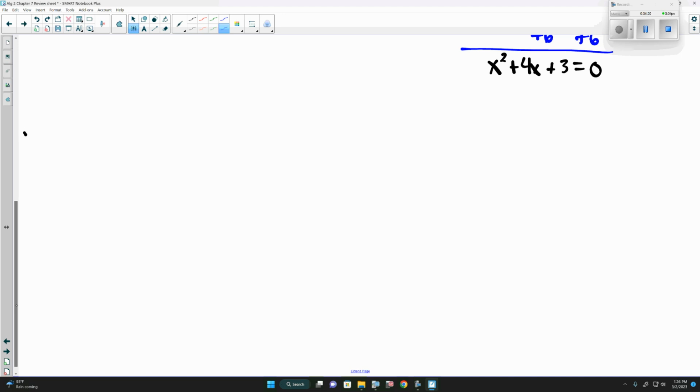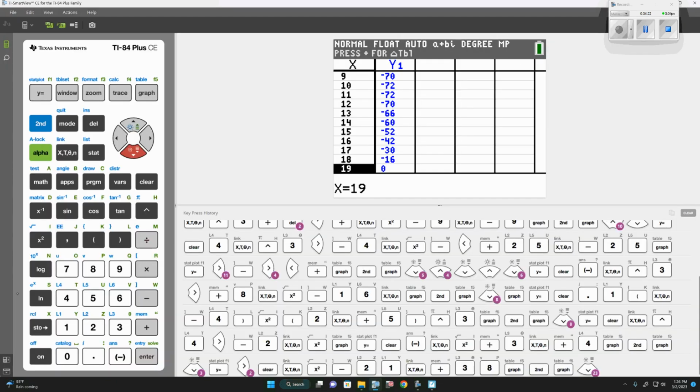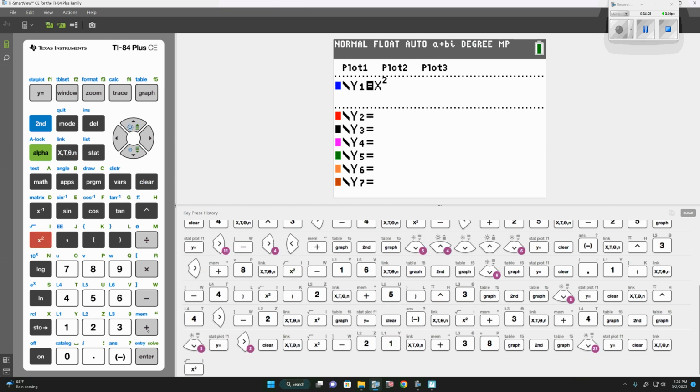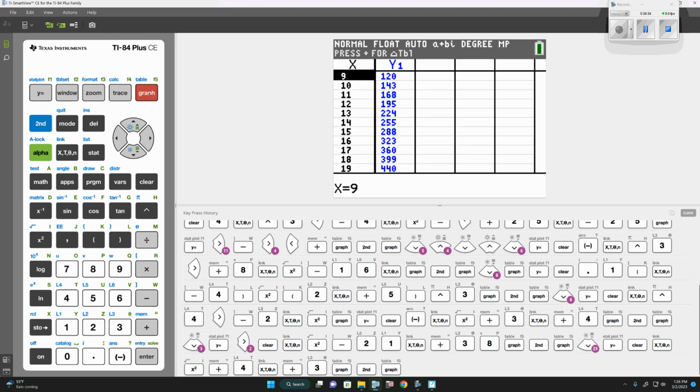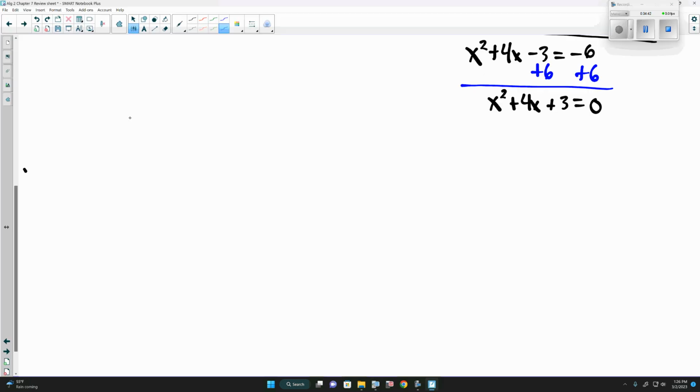Factor or graph? X squared plus 4x plus 3. Graph. So we see the two spots that intersected. If we go second graph, we're going to have to scroll up. And these here are our two solutions, yes? Negative 1, it does not work, because negative 1 and positive 3 were our restrictions.